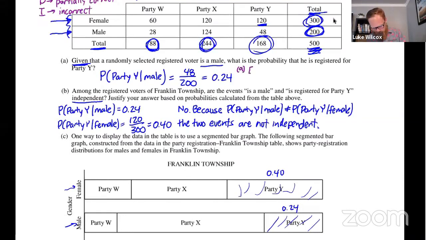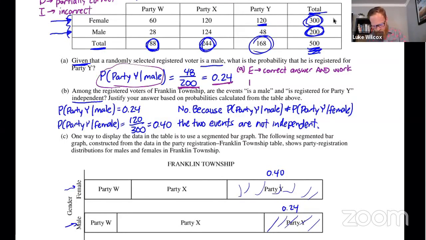What you needed in order to get E for essentially correct on this one is you had to have the correct answer. But not only the correct answer, you have to also have your work shown here. So the correct answer is 0.24. The work that I've shown is just this fraction here. That is sufficient for showing work on a probability question. The probability notation that I've included here is not necessary for full credit. What is necessary is the correct answer and then this fraction representing the work.